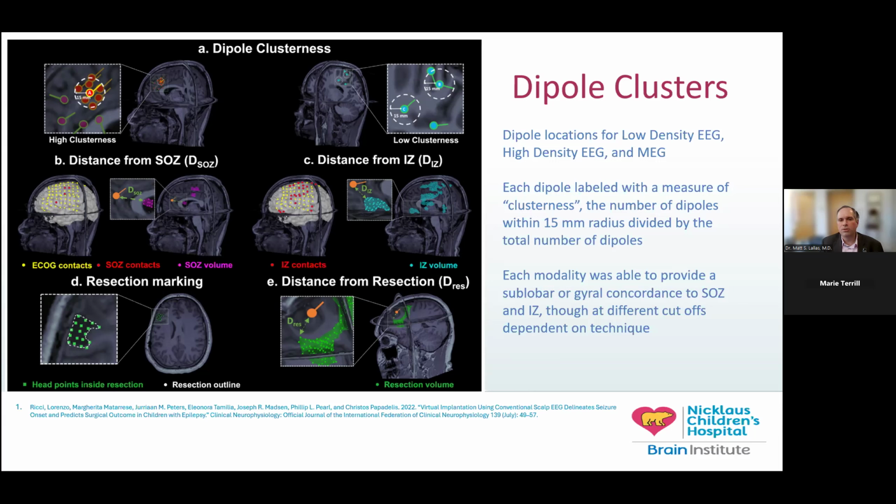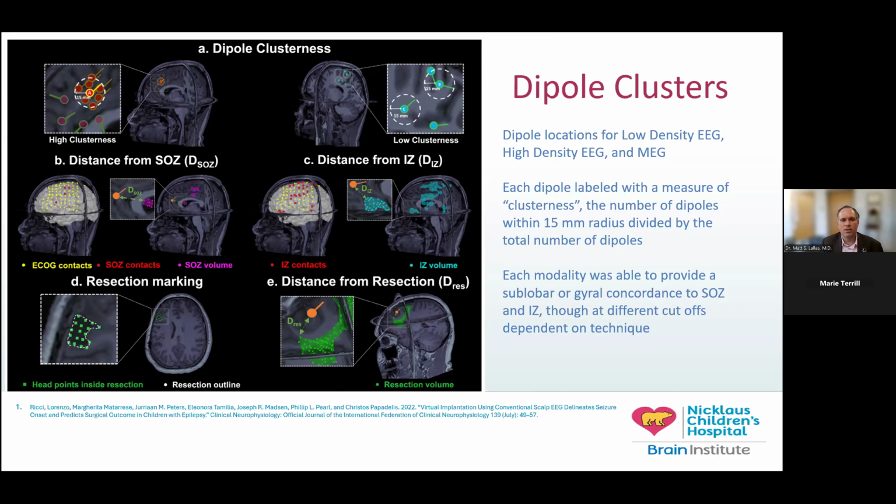So the group at Cook Children's took a look at dipole locations for low density EEG, for high density EEG, and for MEG, which again, MEG can be utilized to do this analysis in 3 dimensions because it does a very similar recording of brain activity through the magnetic fields. And so in this case, what they did was say, I've got these individual spikes and I want to consider, how well do they cluster together?